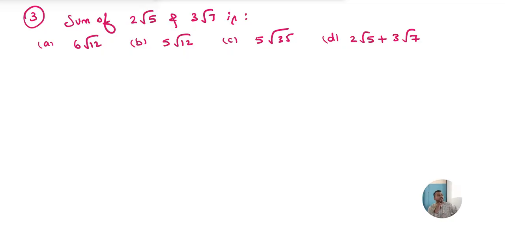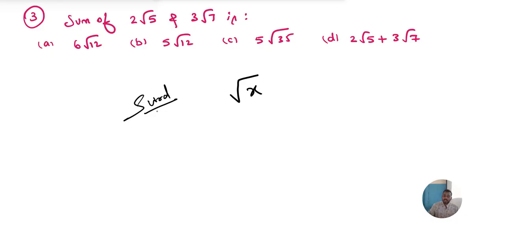In our previous classes, we have learned a topic called surds. What is the topic name? Surds. What is a surd? If any number, let me say x, comes in the form of a root, then it is called a surd. Root 2 is a surd. 2 root x is a surd. Either it is a square root, cube root, fourth root, fifth root, tenth root, or nth root, any root is a surd.